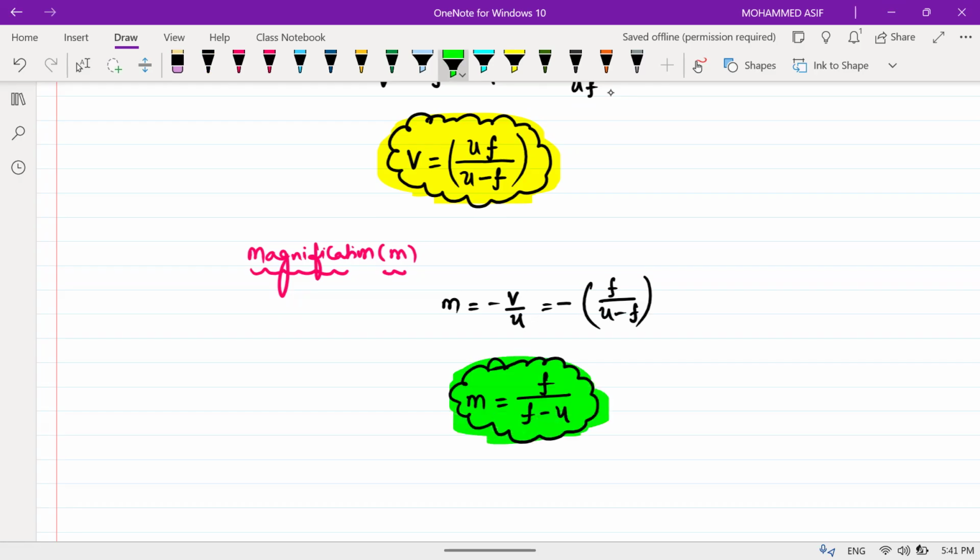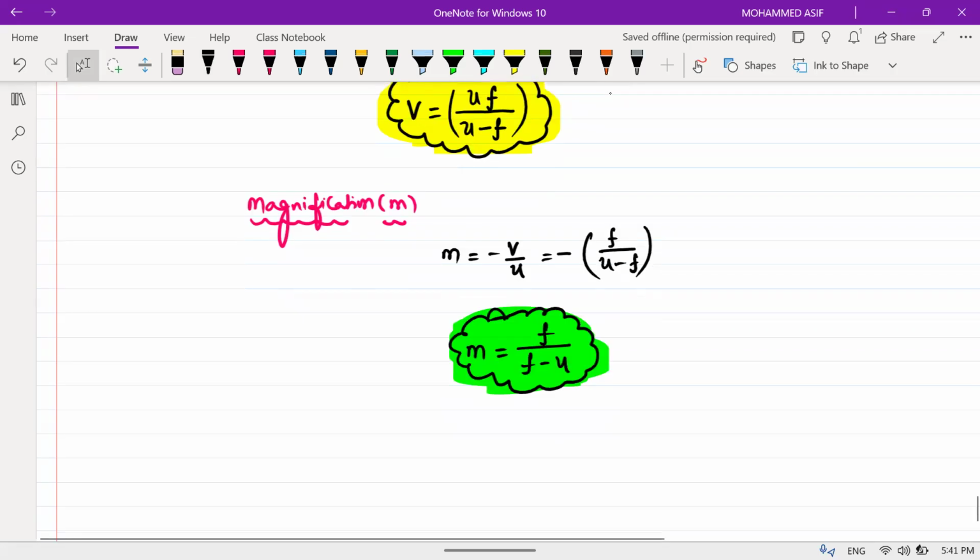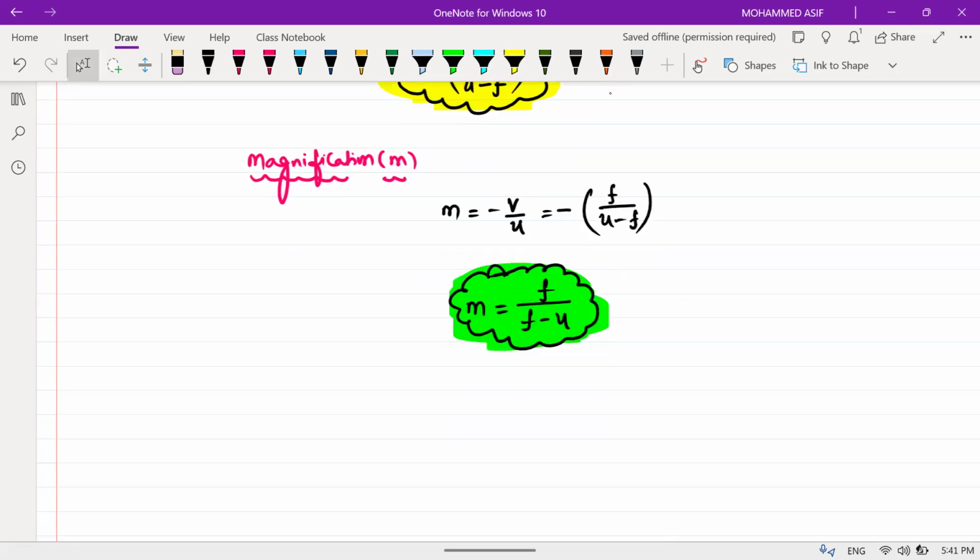Very, very important to add. I removed the minus sign by just interchanging the positions of U and F. Am I clear? Magnification in terms of focal length and object distance. Clear? Focal length is given in the problem, object distance is given. If it's asking for the magnification, I can use this formula directly for simplifying the problems. Am I clear, madam?